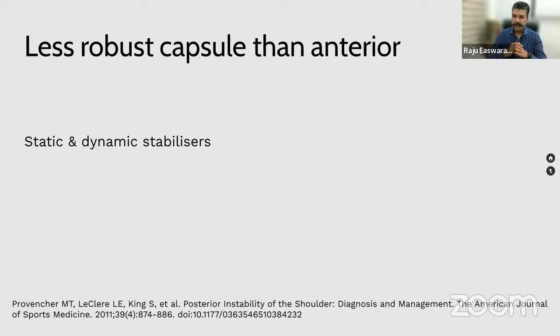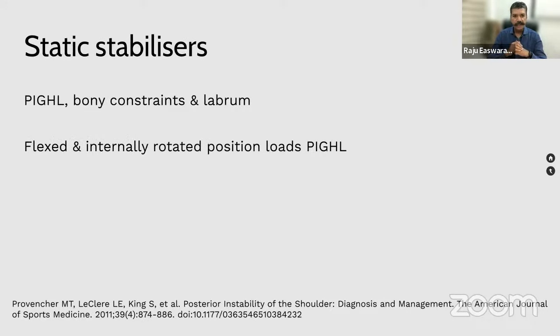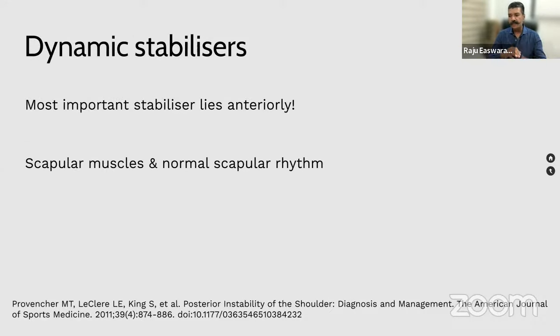And just like the anterior shoulder, you have static stabilizers and dynamic stabilizers of the posterior shoulder. The static stabilizers, again, are weaker than the ones found in front. They are the posterior band of the inferior glenohumeral ligament, the posterior labrum, and the bony constraints. The flexed and internally rotated position, as opposed to the abducted and externally rotated position, loads the posterior band of the inferior glenohumeral ligament, and that leads to posterior instability in sports and other activities.